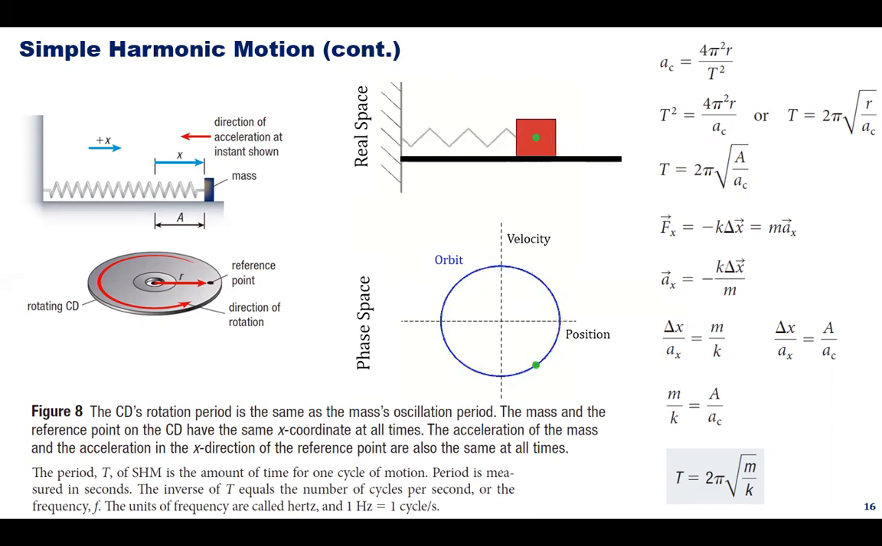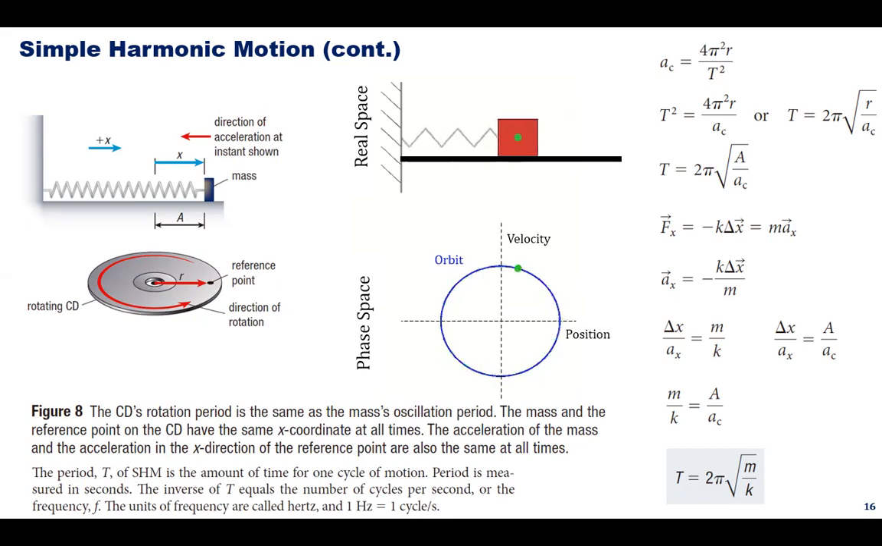For an object with radius r in uniform circular motion with period T, the centripetal acceleration is given by a_C equals 4 pi squared r over T squared, right? This is what we have learned in previous lessons. Then we can rewrite this equation to solve for T. T squared equals 4 pi squared r over a_C, which means T equals 2 pi times the square root of r over a_C.